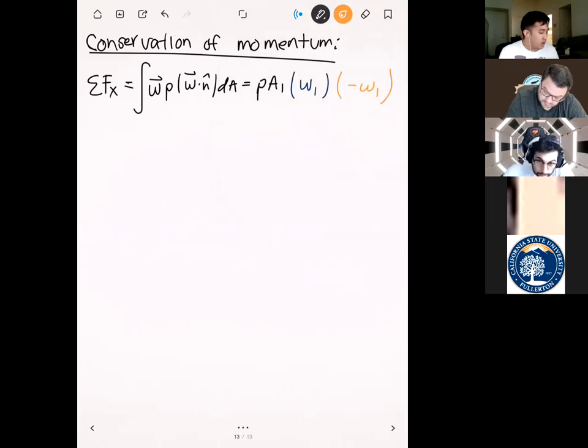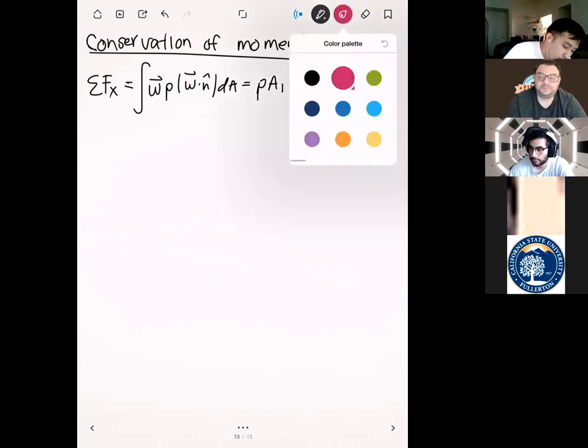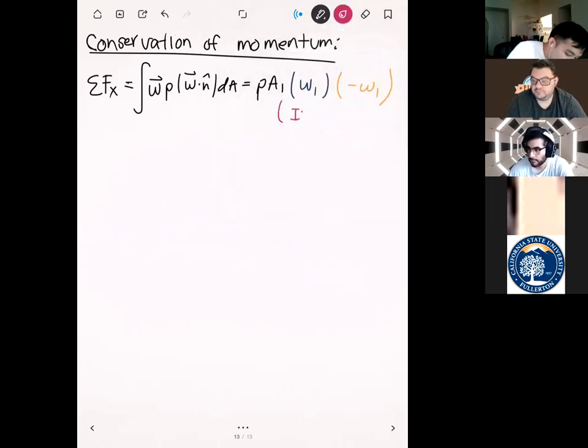And then our carrying velocity here will also have a magnitude of W1, but it's going to be negative because it's at the inlet. And so this expression right here is for the inlet.